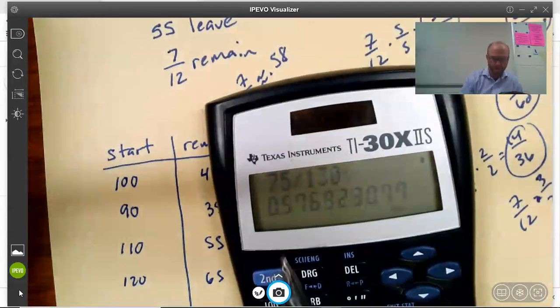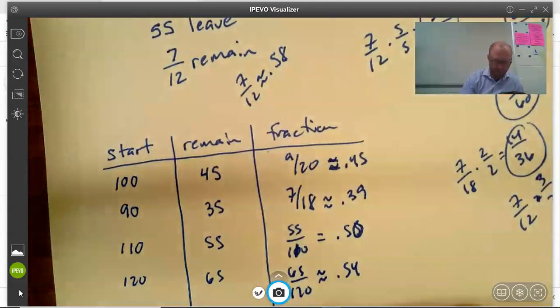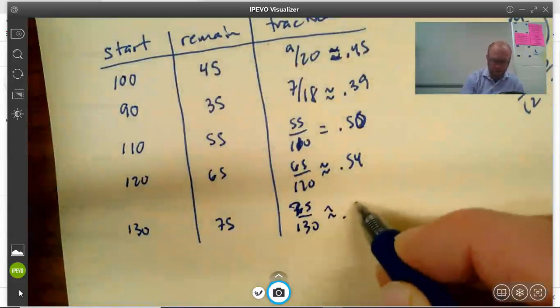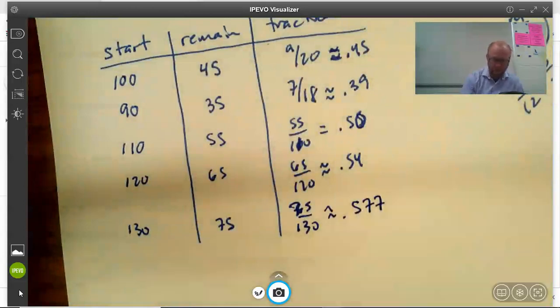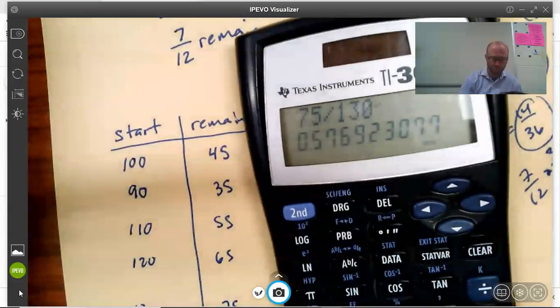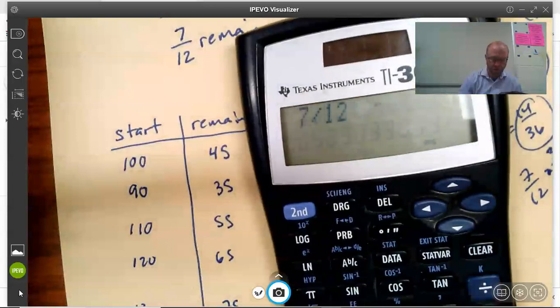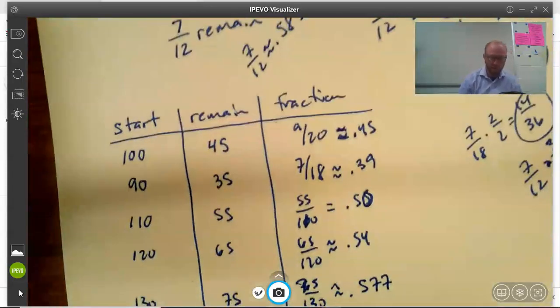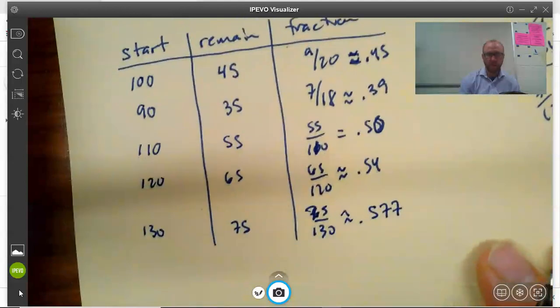Let's call this 0.577, and that was 75 out of 130, which is approximately 0.577. And let's double check our 7/12 number. 7 divided by 12, that was 0.583. All right, so we're getting very close now.